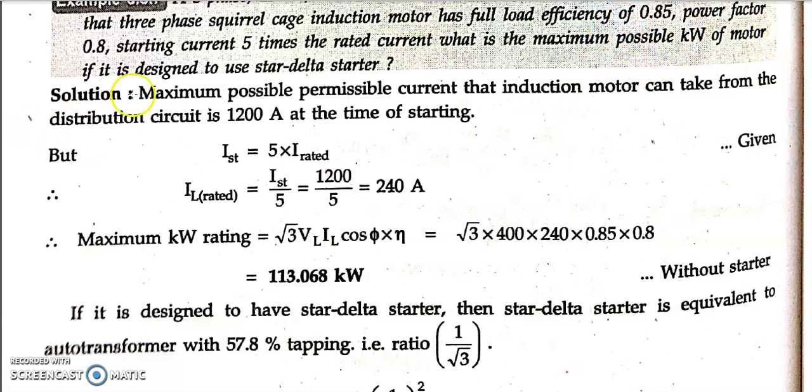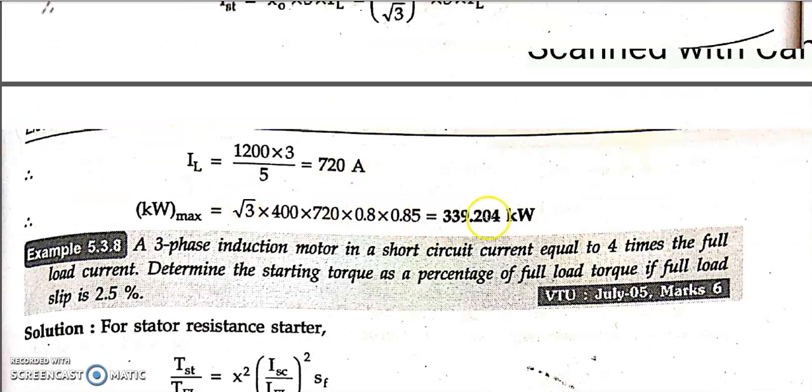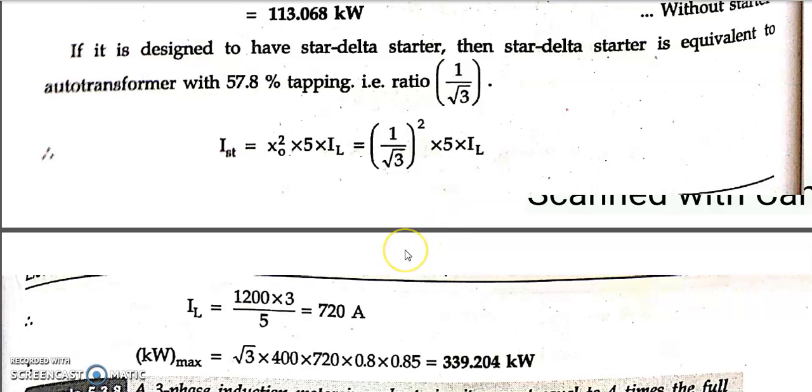Okay, efficiency is 0.85, power factor is 0.8. Substituted back here, so what do I get? Kilowatt max is 339.204 kilowatt. This is how we calculate the maximum kilowatt of the three-phase induction motor when you connect a star delta starter.